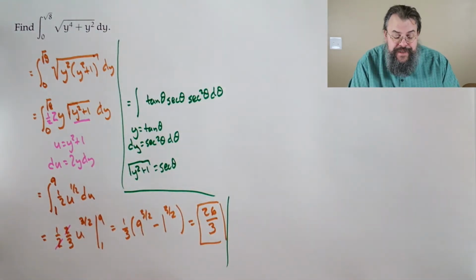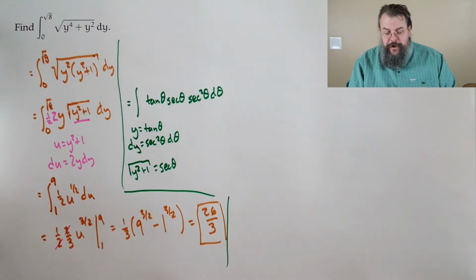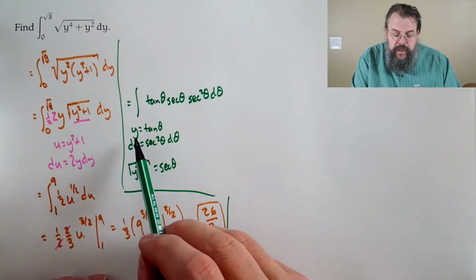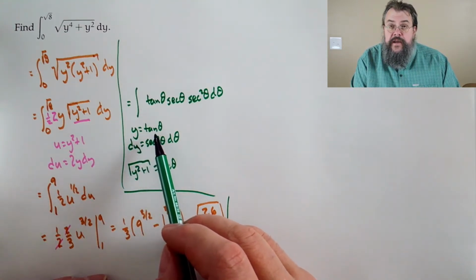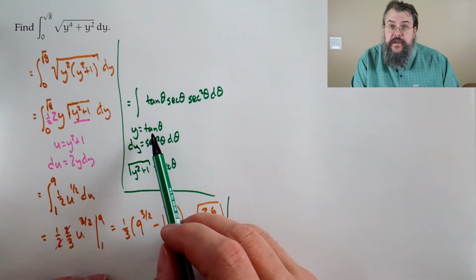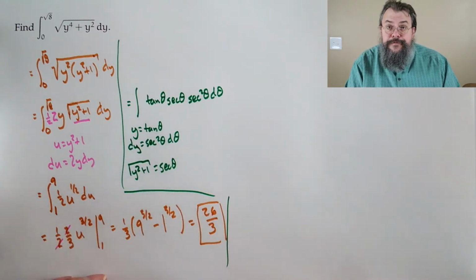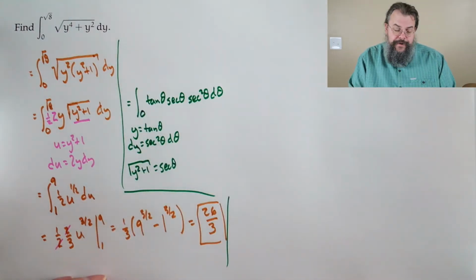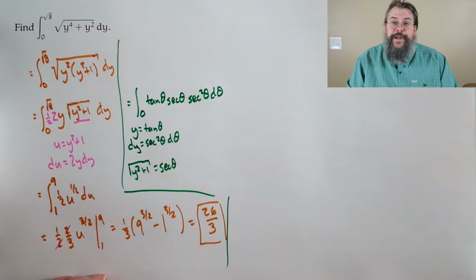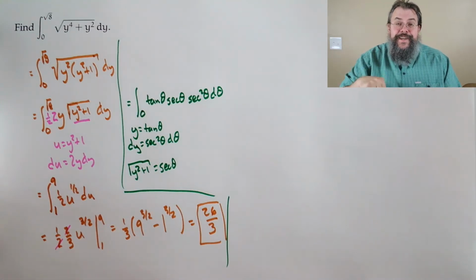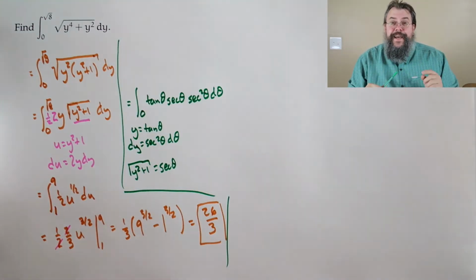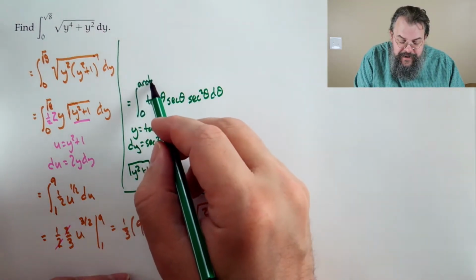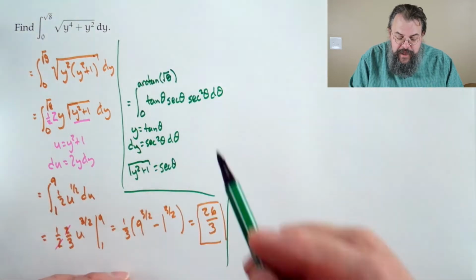Now, our bounds. Don't forget your bounds. What are your bounds? Well, suppose y is 0. What angle, when you plug it in for theta into tangent, gives you 0? 0 does. Great. Now, root 8. What angle, when you plug it into tangent, gives you root 8? The answer is arctangent of root 8. All right. Great. Beautiful answer.